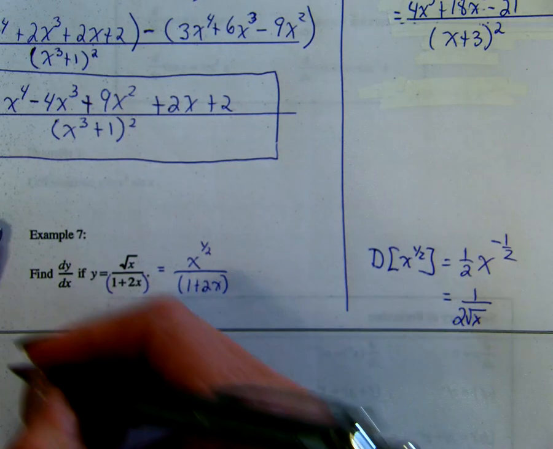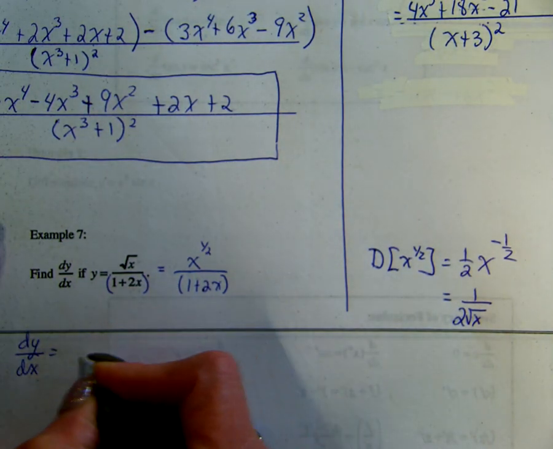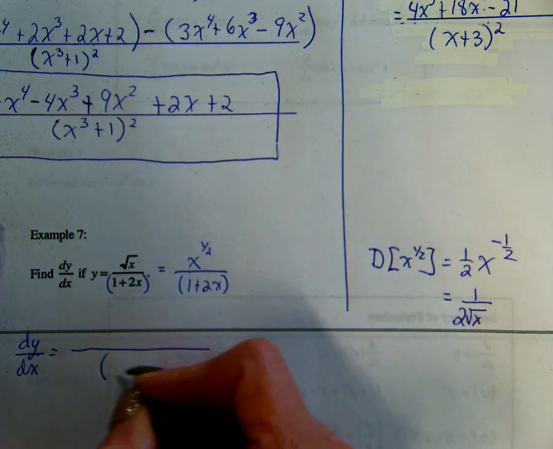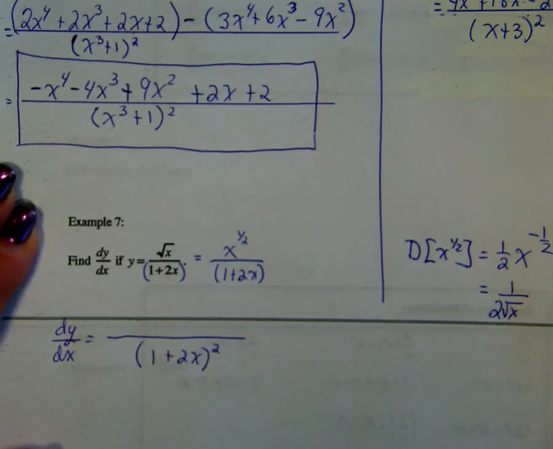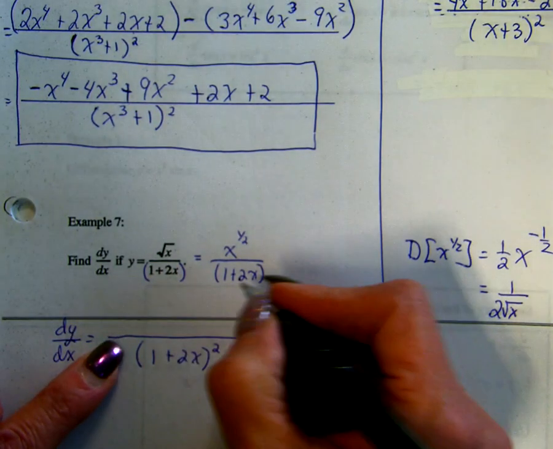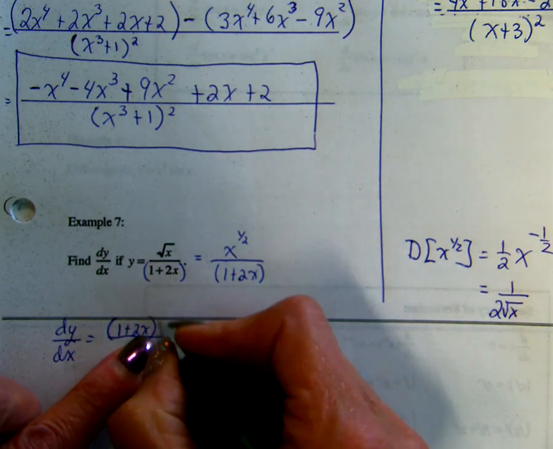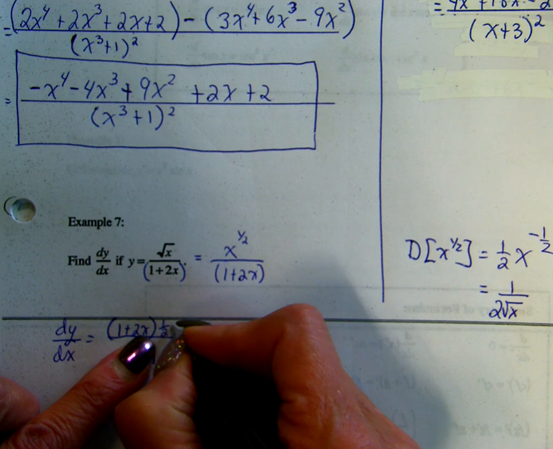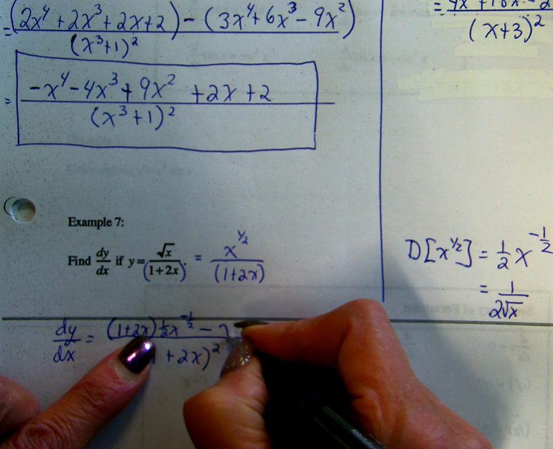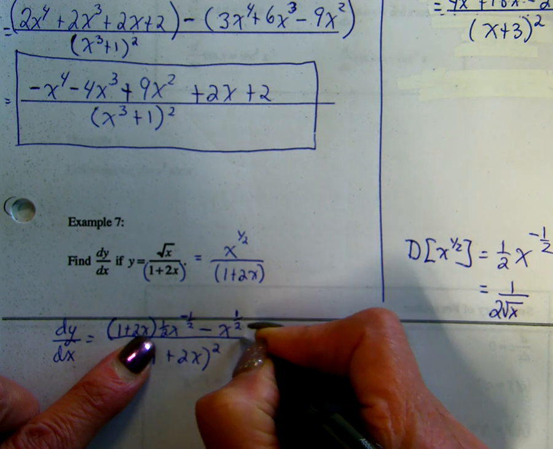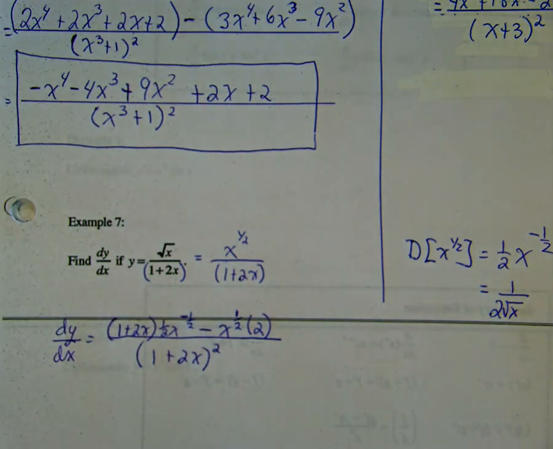Okay, so here's y. What is the derivative of y with respect to x? Well, it's a quotient rule. Draw a line and down below, denominator squared will go. Okay, what goes on the top? Low, 1 plus 2x, d high, 1/2 x to the minus 1/2, less high, x to the 1/2, d low. Derivative of the denominator is just 2.